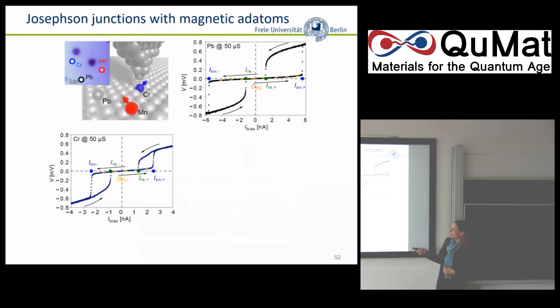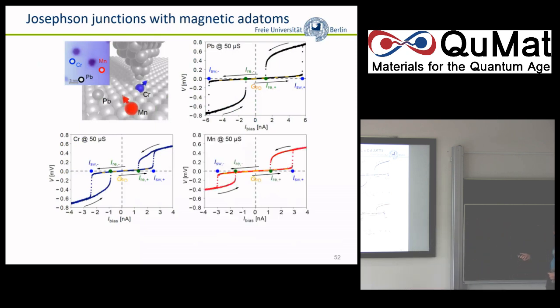So let's look at the chromium atom first. And you see, at first glance, yeah, you see hysteresis, you see a switching, you see a retrapping, fine. But if you look more carefully, first of all, the switching is reduced as compared to the plain lead. But what is the most notable part is, okay, the switching remains symmetric at positive and negative current. But if you look into the retrapping, it's much smaller here on the negative part than on the positive part. So this is non-reciprocal.